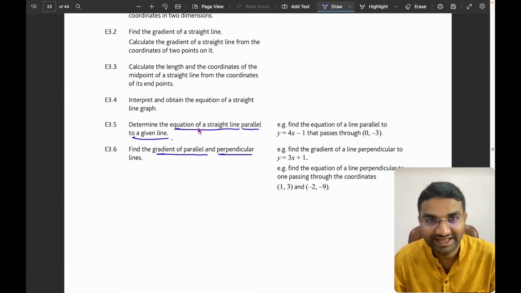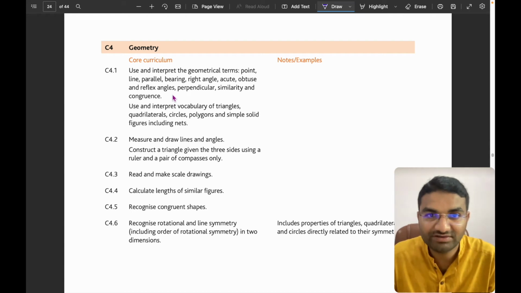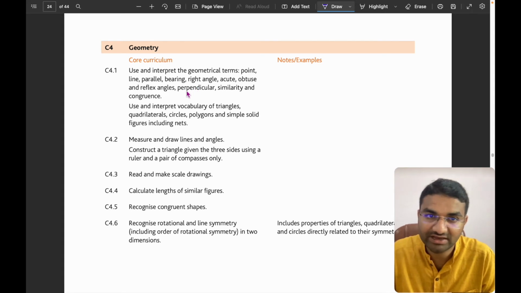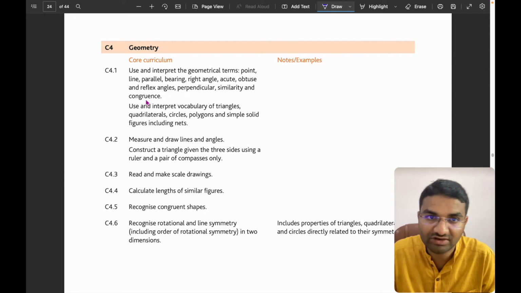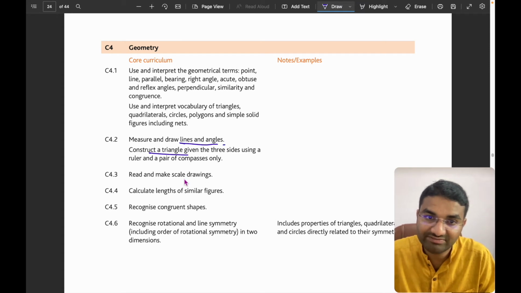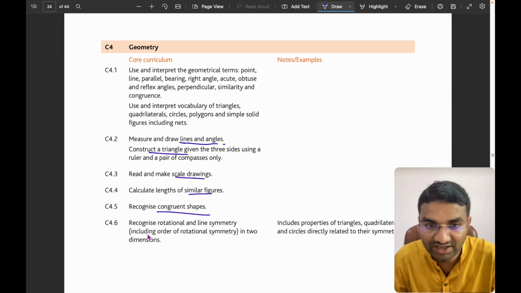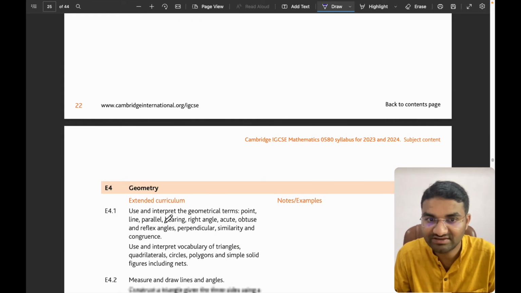Fine. Then next, for the core syllabus, the geometry part, it's again simple: point, parallel line, bearing, right angle, acute angle, obtuse, reflect, perpendicular, similarity, congruence part. Fine. Then measure and draw lines and angles, construct the triangle, then make scale drawings, similar figures, congruent figures. Okay, shapes, then rotational and line symmetries.